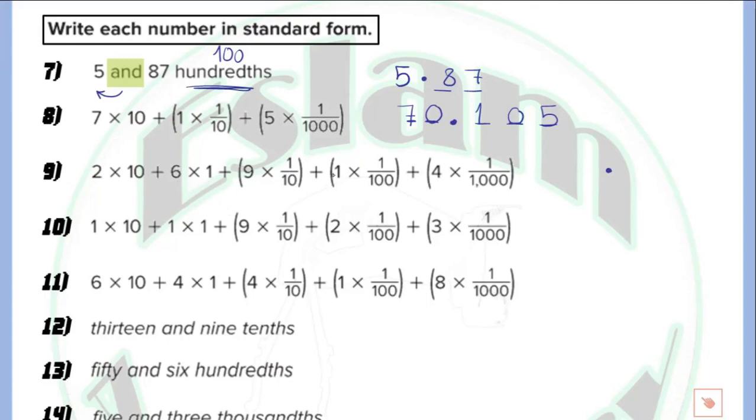6 multiplied by 1 means we have the digit at the ones place, which is 6. 2 times 10 means we have a digit at the tens place, so we have 2. After the decimal point, we have 3 digits: the tenths, hundredths, and thousandths. For the tenths, it means we need the number which is multiplied by 1 over 10, which is 9.